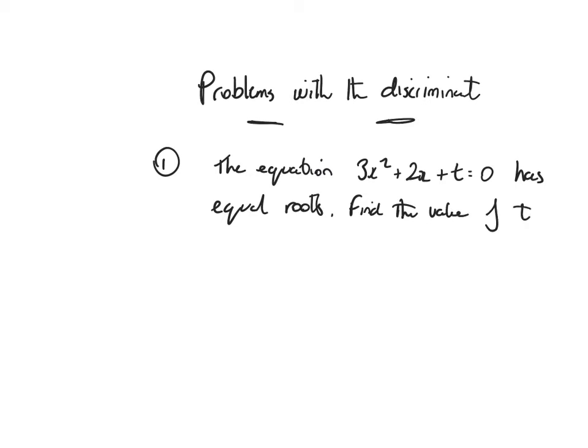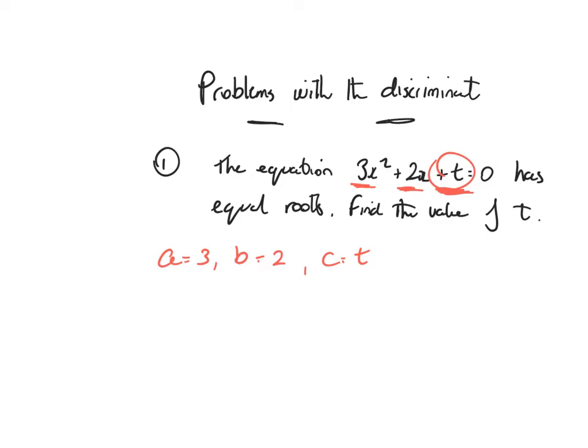Okay, now to proceed with this, the first thing that we'll do is identify a, b and c. Well, a is 3, b is 2, and c is, well, it's definitely t. So it's an algebraic term, but that's fine. That's absolutely what it is. So a equals 3, b equals 2, and c is t.